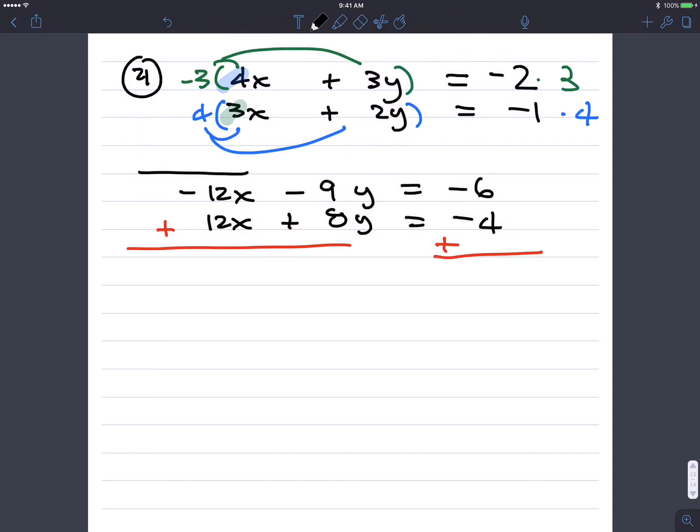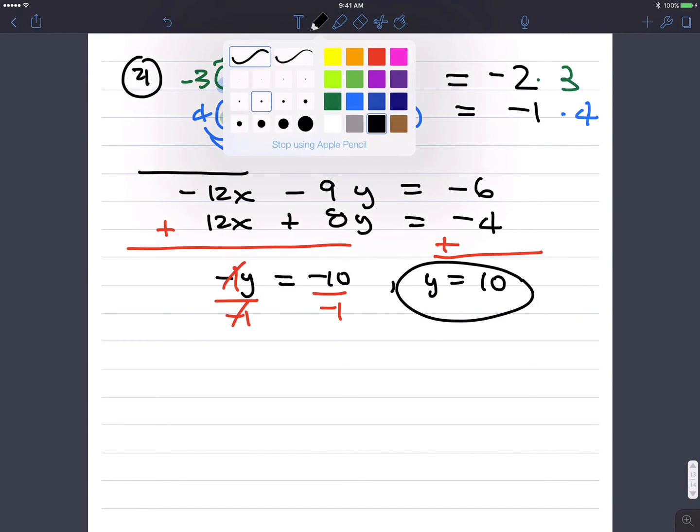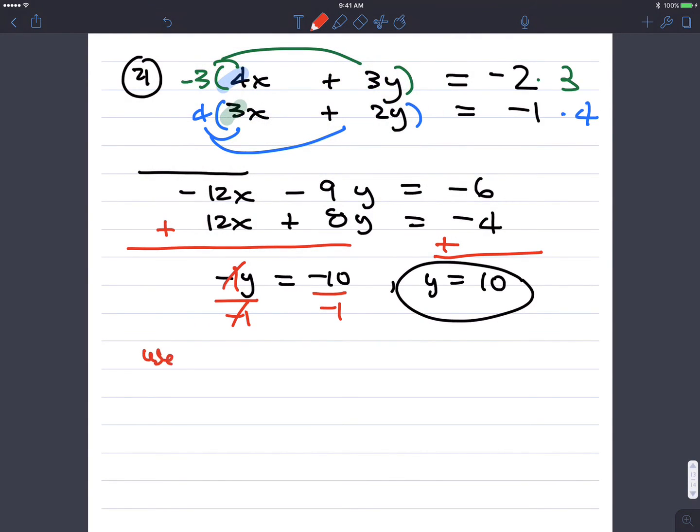We're going to add. Negative y is negative 10. Don't forget, divide both sides by negative 1, so we get cancellation. And now y will be negative divided by a negative, which is a positive. We're going to use back sub. Y is 10, so I can plug in 10 for any y value in any of my equations.